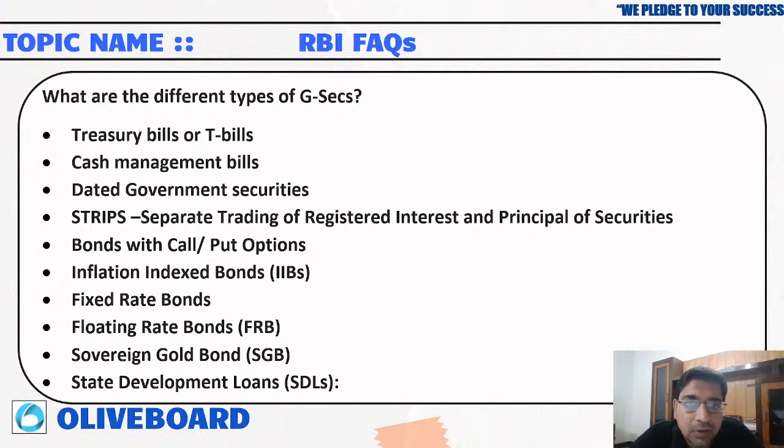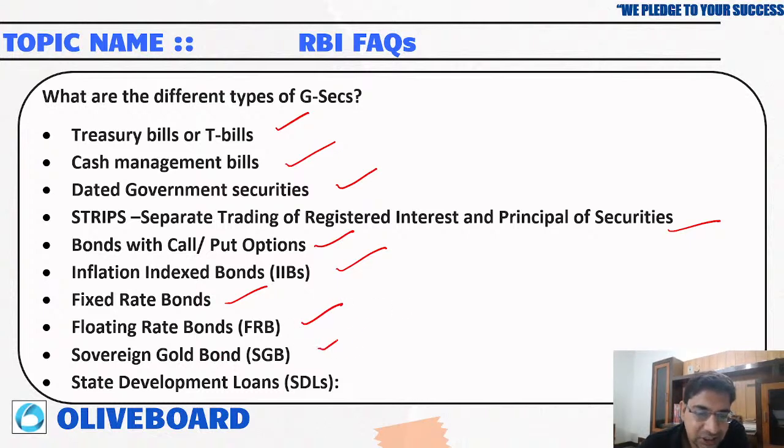Now, government securities. What are the various types of government securities in India? One is the treasury bill or T-bills. Cash management bills are there. Dated government securities are there. STRIPS, separate trading of registered interest and principal securities. Bonds with call and put options. Inflation index bonds, IIBs. Fixed rate bonds. Floating rate bonds, FRB. Sovereign gold bonds, SGB. State development loans, SDLs. So these are all the government securities. Please remember that these are very important.